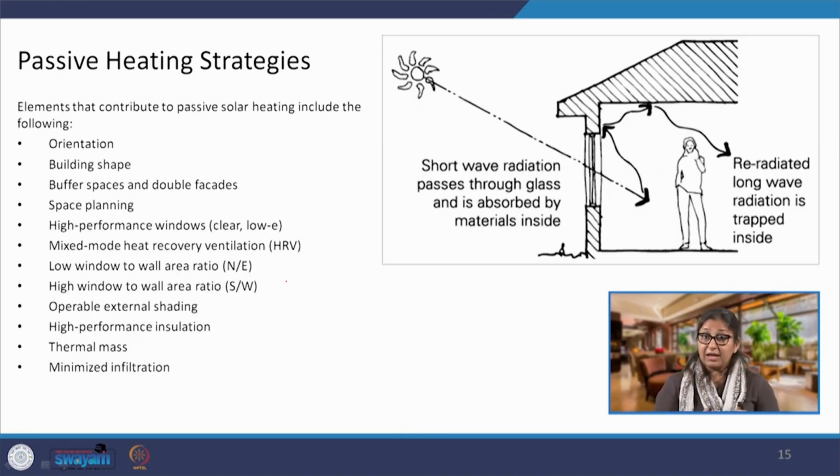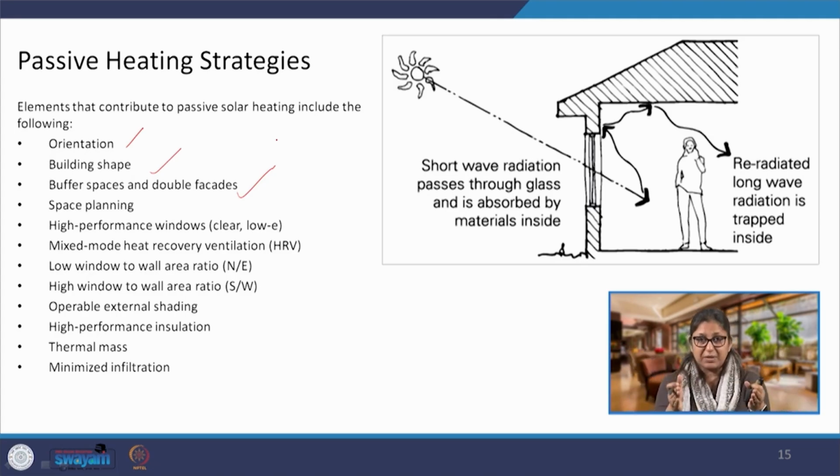Then we have strategies which are for heating. For example, some remain common: orientation, building shape. Then we have buffer spaces and double facades when we are talking about heating strategies, that is in cold countries. So, that is where you will see the traditional buildings in cold climates, they have a surrounding veranda all around.